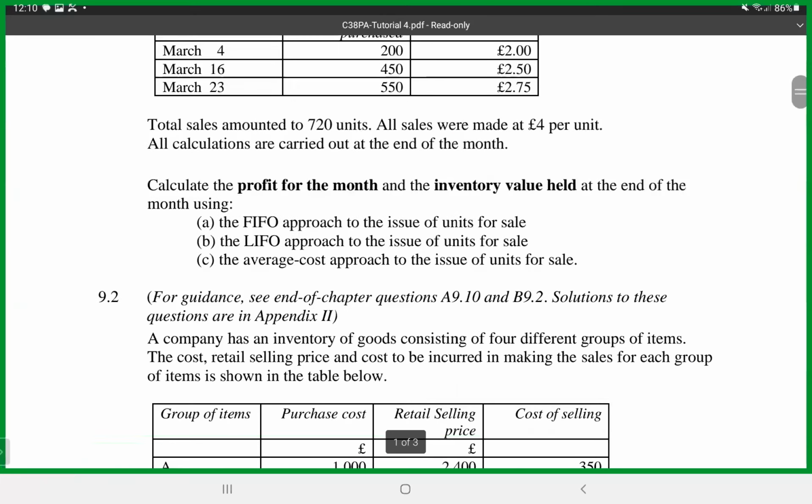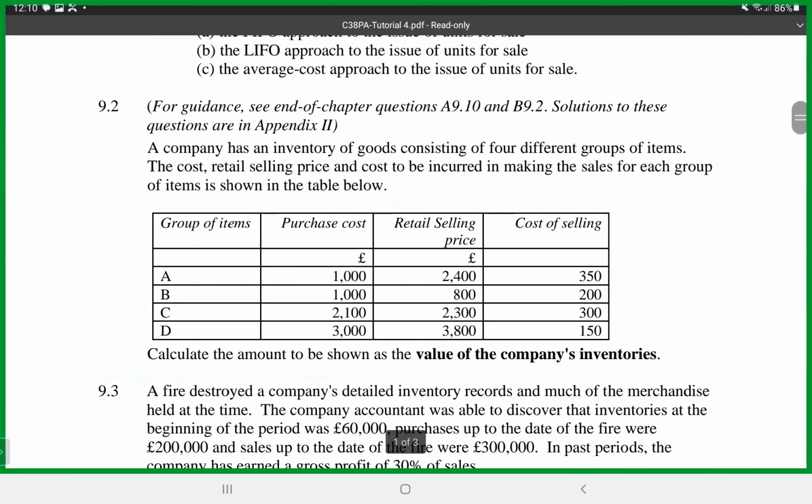Read the next question. A fire destroyed a company's detailed inventory records and much of the merchandise held at the time. The company accountant was able to discover that inventories at the beginning of the period was 60,000. Purchases up to the date of the fire were 200,000, and sales up to the date of the fire were 300,000. In past periods, the company has earned a gross profit of 30% of sales.